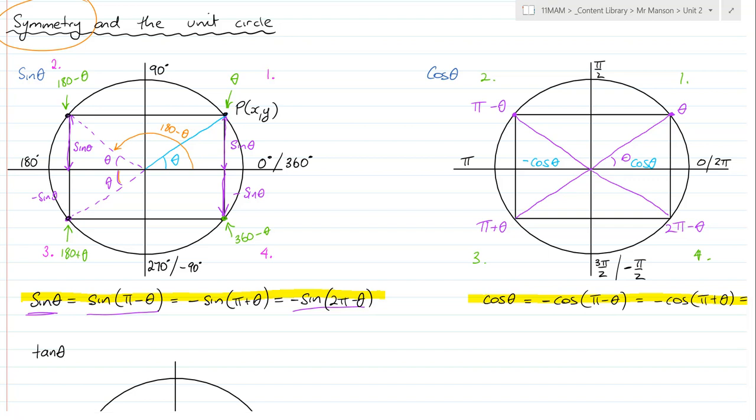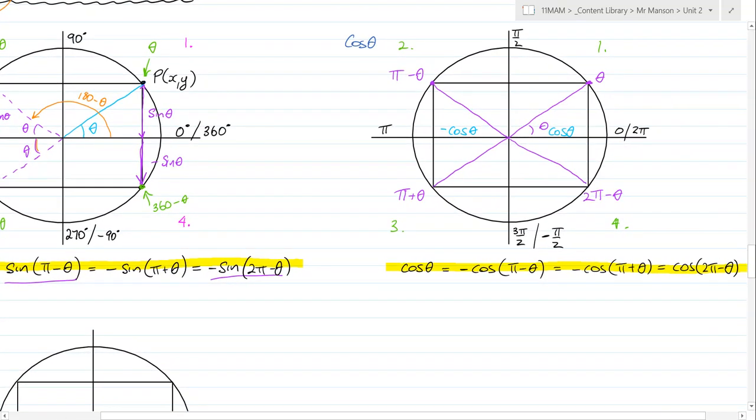So now we've got a slightly different relationship, almost exactly the same. Cos theta is equal to negative cos of pi minus theta, which is equal to negative cos of pi plus theta, which is equal to cos of 2 pi minus theta. So quadrant 2 and 3 are negative, quadrant 1 and 4 are positive. Magic.